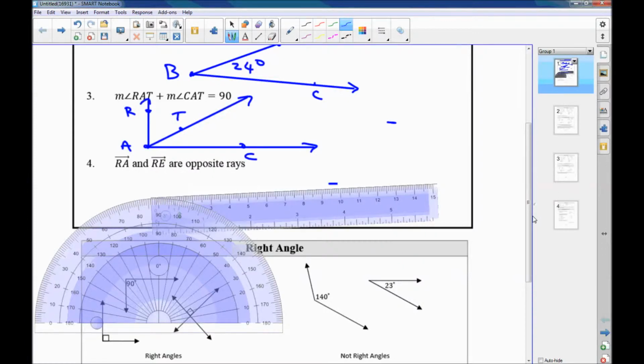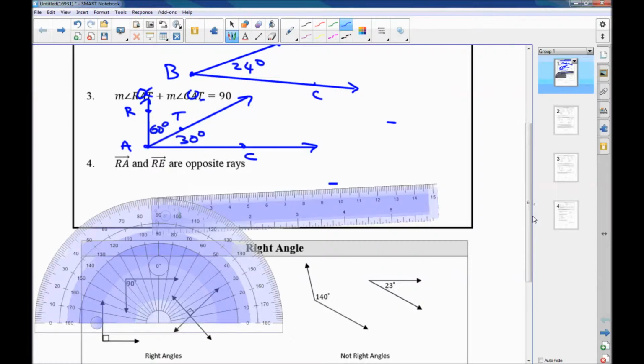Okay. Now we need to show that they equal 90. So I'm going to put in our measures. So this is 30 for CAT. And this is 60 for RAT. And together those add up to 90. All right, so be careful here and make sure your two angles add up to 90 and that they share the same vertex and that T is in the interior of RAC. Okay, so be careful so that actually goes RAT and CAT when I look at the two angles.